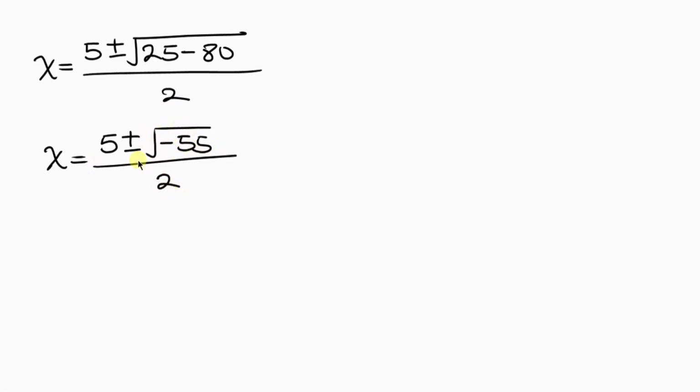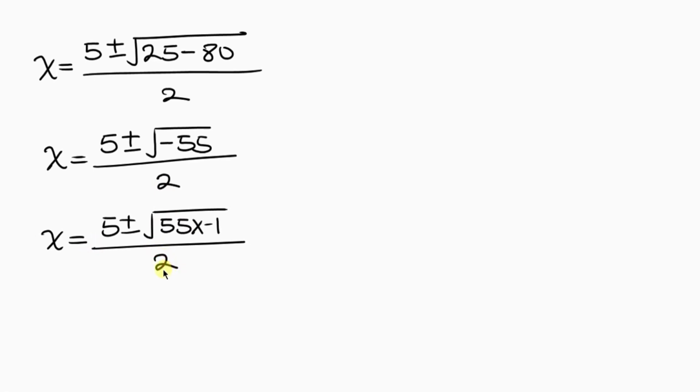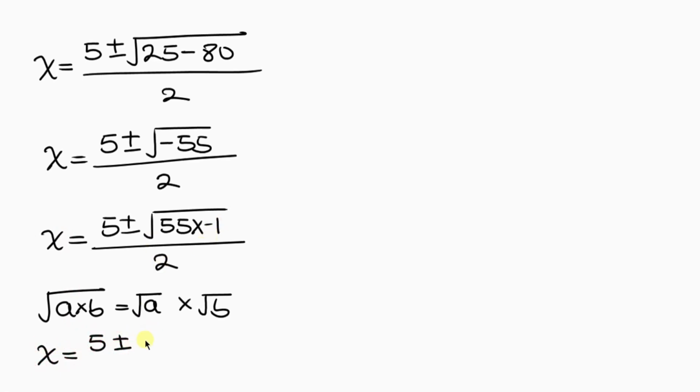And now we're going to be splitting this. So this will become x equal to 5 plus or minus. Now this becomes the square root of negative 55 can be written as 55 times negative 1 all over the denominator 2. Now there is a property of square roots that says, for example, when I have the square root of a times b, this can be split in two by writing the square root of a times the square root of b. Now let's write this in this form. So we have x to be equal to 5 plus or minus, now this can be written as the square root of 55 times the square root of -1 all over 2.